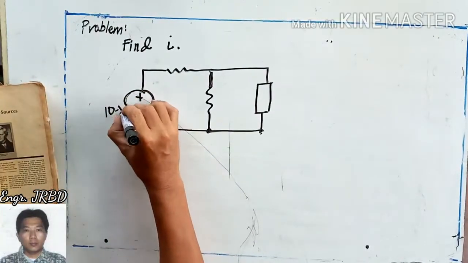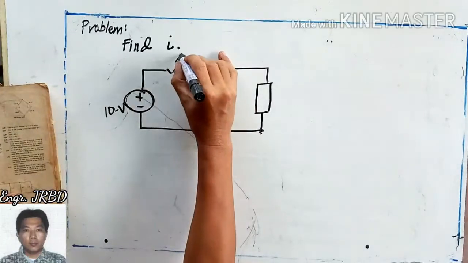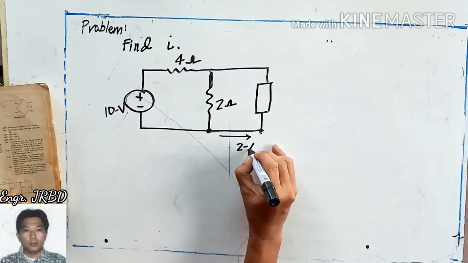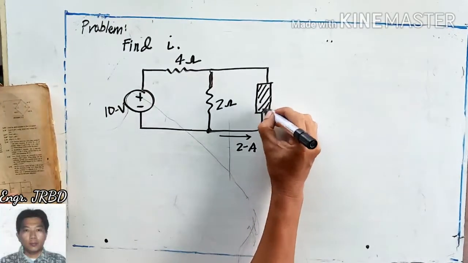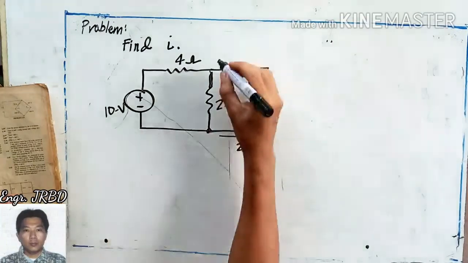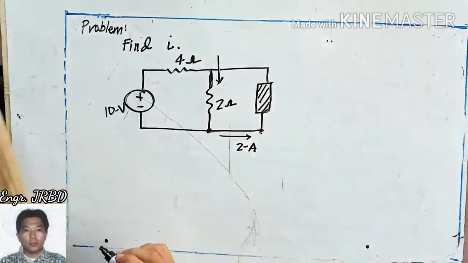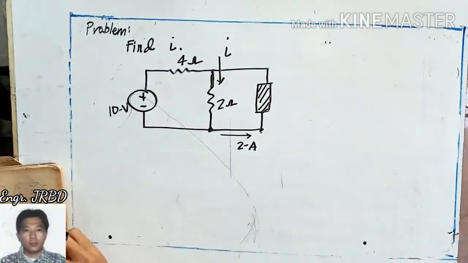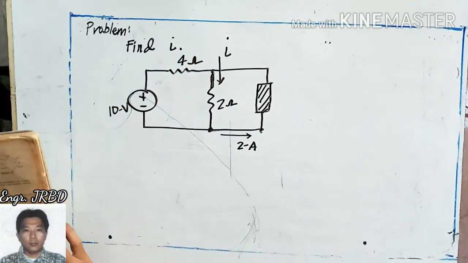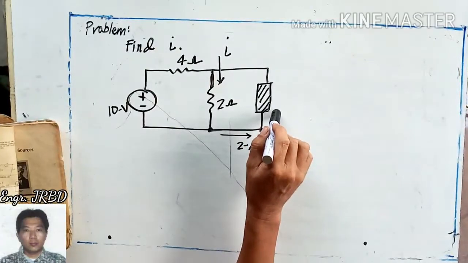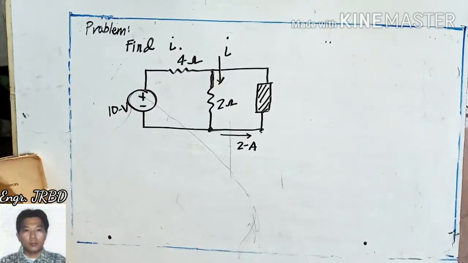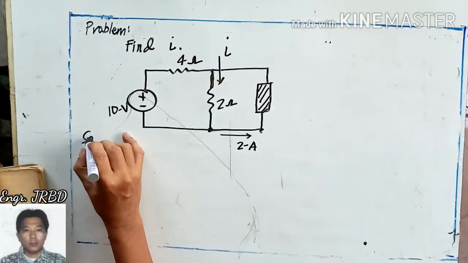This is 10 volts, 4 ohms, 2 amperes. Okay, we have an unknown element here, and this is our I. Okay. Try to analyze how you are going to find your I. The value of this element is unknown. Okay? The solution of this is merely applying your current divider.